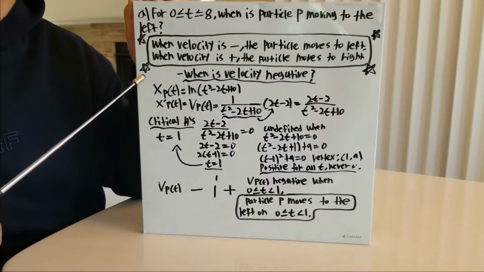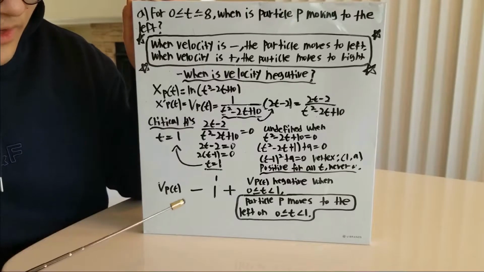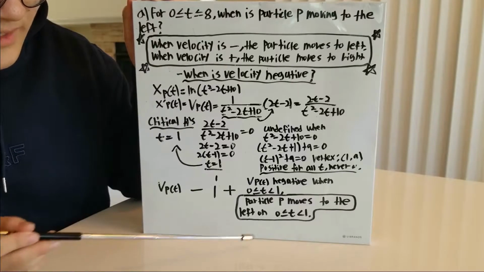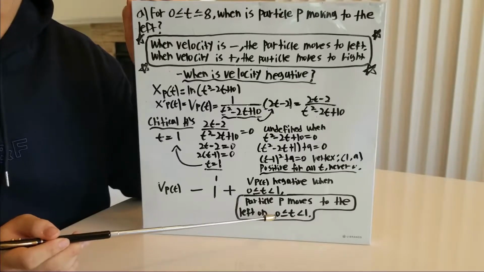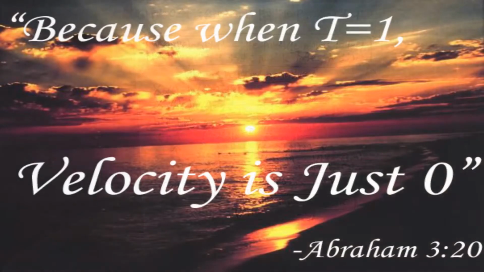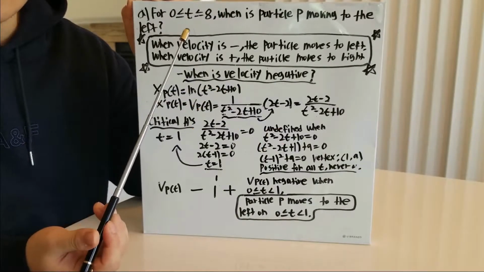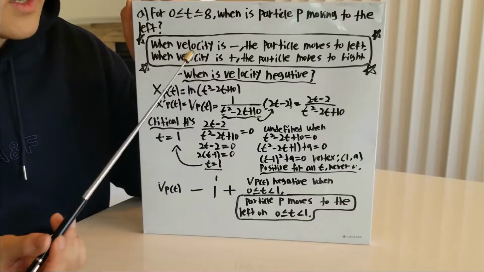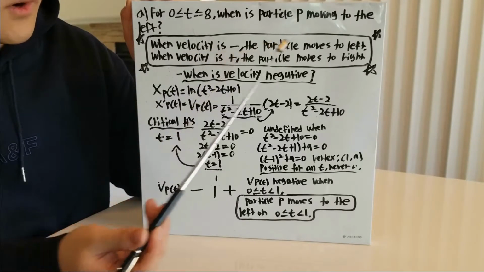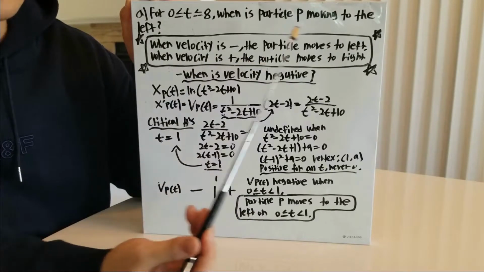One other common mistake people could make is saying that particle P is moving to the left when t is greater than or equal to 0 and less than or equal to 1, when it's actually just less than 1, because when t equals 1, velocity is just 0. And another mistake could be forgetting the chain rule, because this is a function inside of the function t squared minus 2t plus 10, so you always have to do the chain rule of this function, getting 2t minus 2. So thank you.